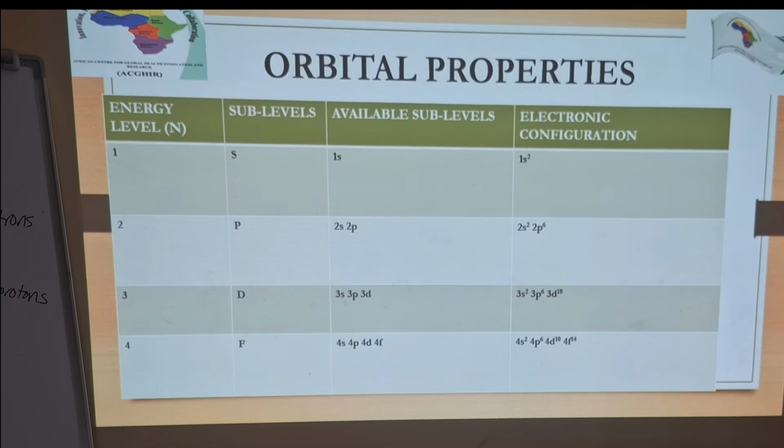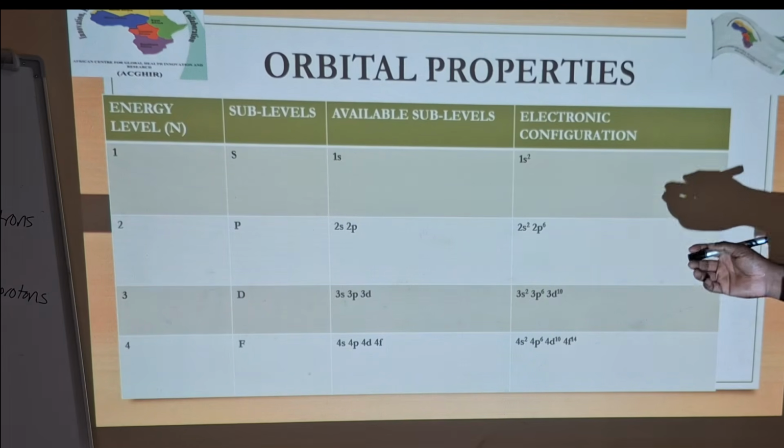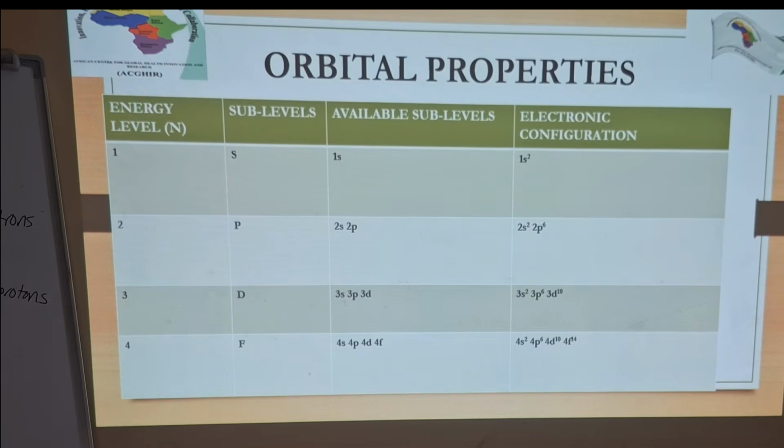Orbital properties. Energy level 1, we have S sublevel. Available sublevel is 1s, and 1s2. Energy level 2, sublevels are s and P. Available sublevels, we have 2s and 2p. We know that the maximum number of electrons in an s orbital is 2. The maximum number of electrons in a p orbital is 6. Therefore, the electronic configuration will be 2s2 and 2p6.